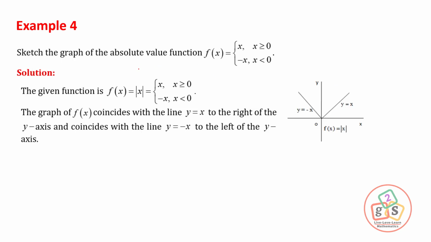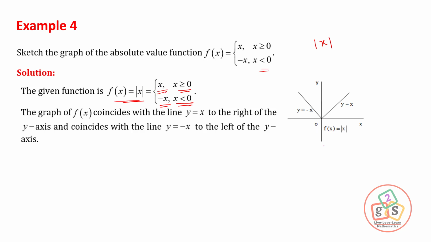And fourth one, sketch the graph of the absolute value function f of x is equal to x if x is greater than or equal to 0, and minus x if x is less than 0. This is nothing but the absolute value function, denoted by mod x. Everybody knows about this. So the given function is mod x. When x is negative, mod x takes minus x. When x is positive, mod x takes x.